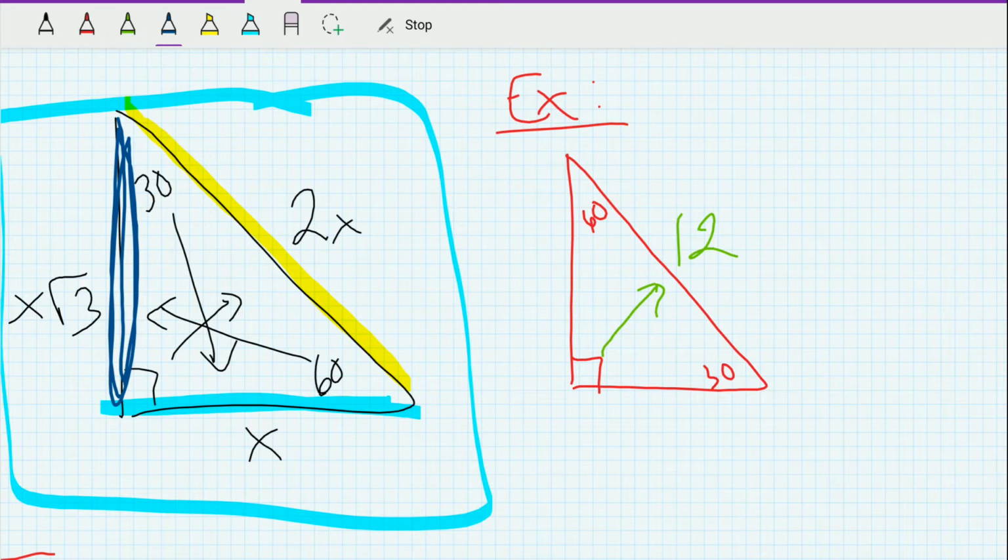One thing you should do first is label the short side. I'm going to call this one the short side, SS for short. You can call it the short leg if you want to. And then this one here, I'm going to call the long side, because it's opposite the 60.